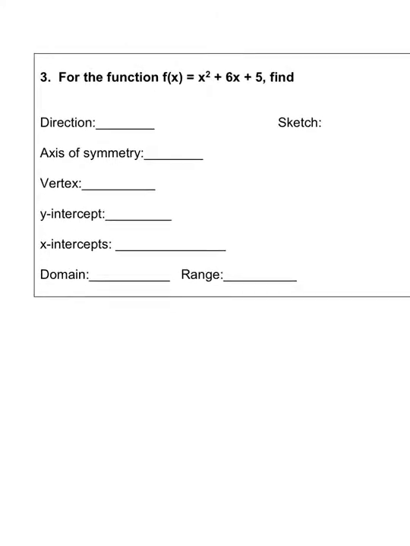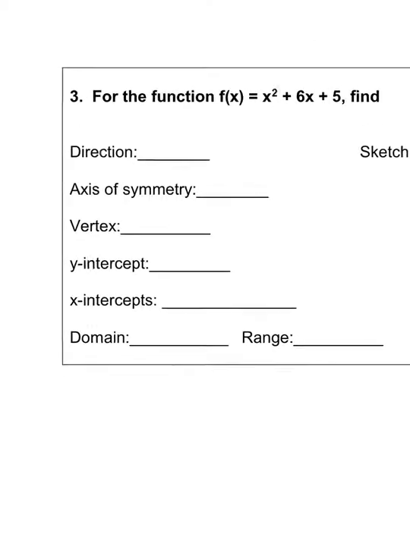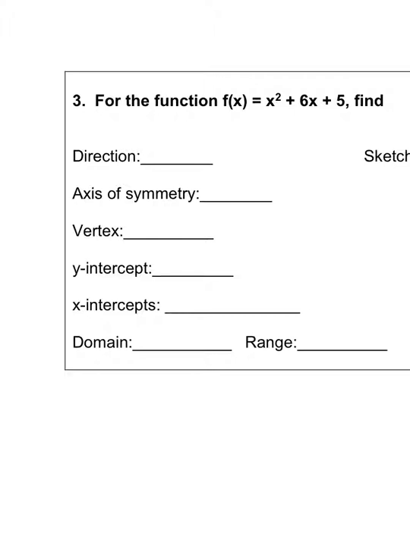Okay, so last one, we're doing the same thing again. So we want to find the direction. The number in front of the x squared is positive. It's a positive 1. So that means that this is going to open up. So a equals 1, b equals 6, c equals 5. The axis of symmetry, x equals the opposite of b. So the opposite of plus 6 is minus 6 over 2 times a, which is 1. So that's going to be negative 3. So my axis of symmetry is x equals negative 3.